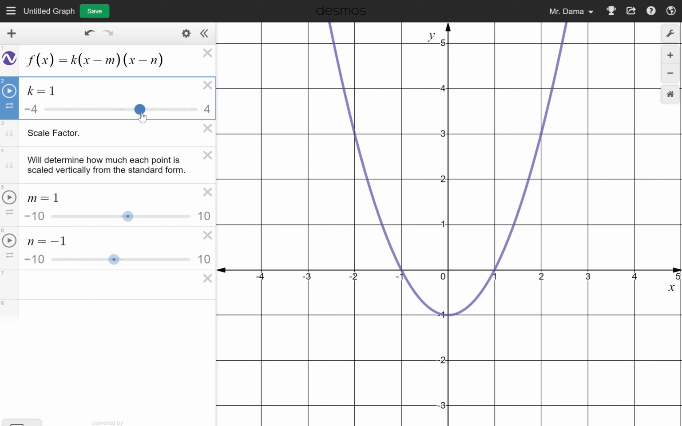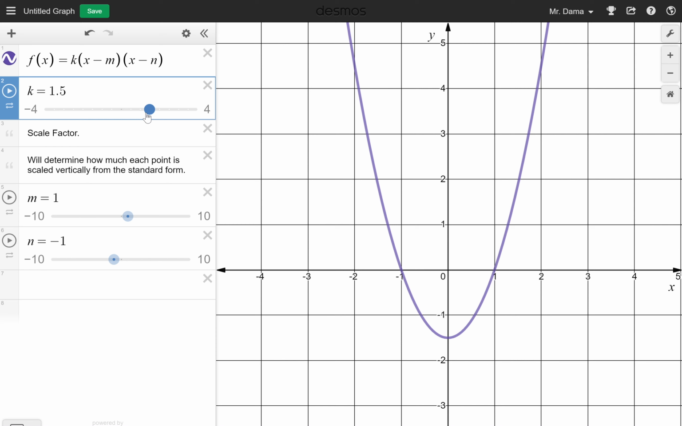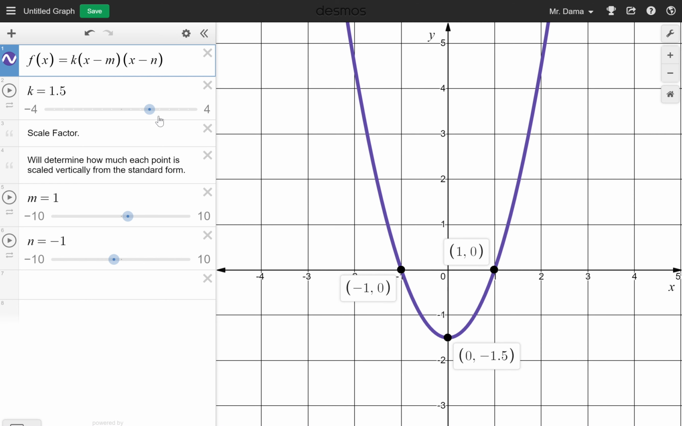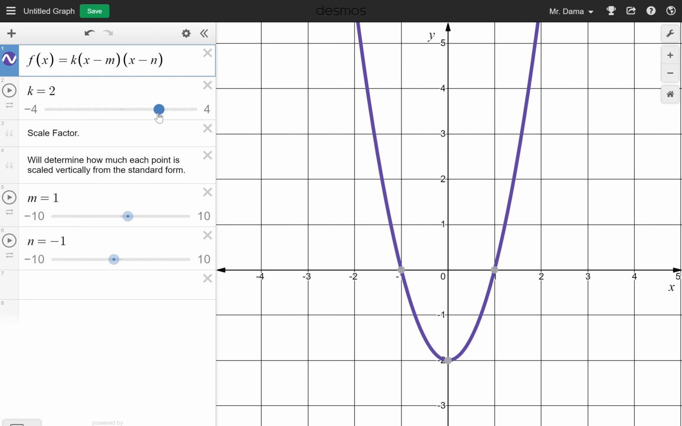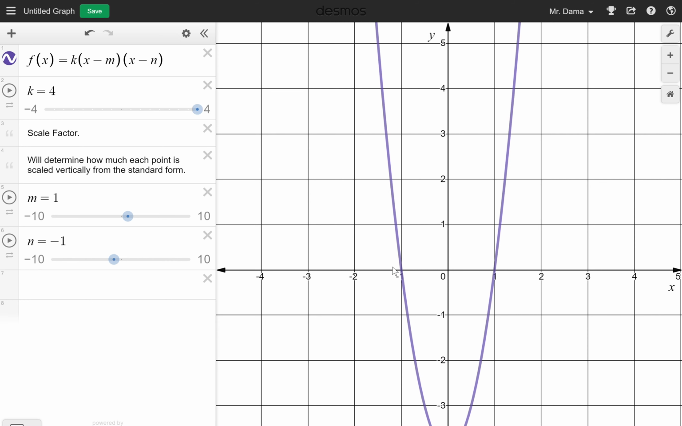As k gets bigger, look at what happens to each point. So this point now goes further down. These two don't change. What happens when k is 2? Now this point is twice as far as it was here. When k is 4, that point is 4 times as far as it was at the start. And so it's a scale factor.